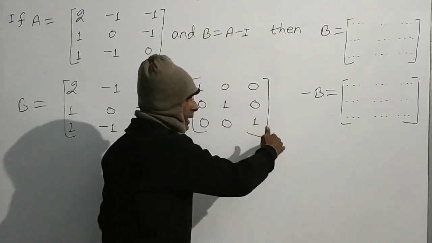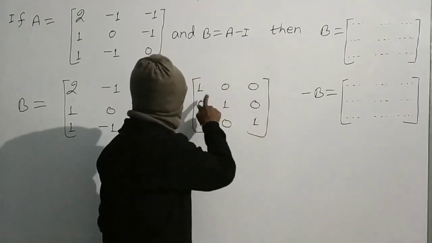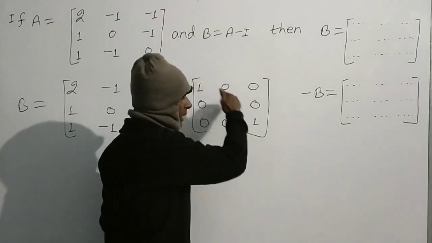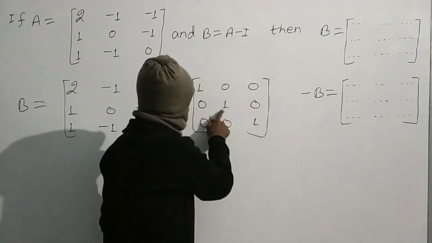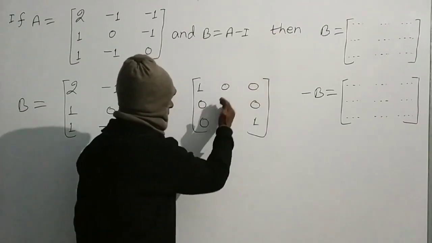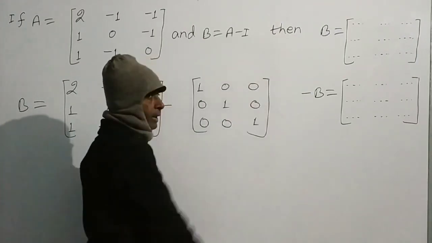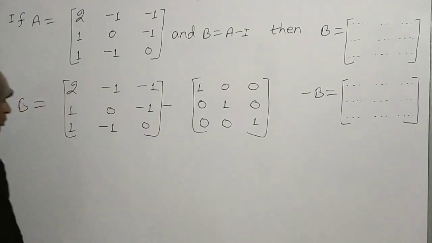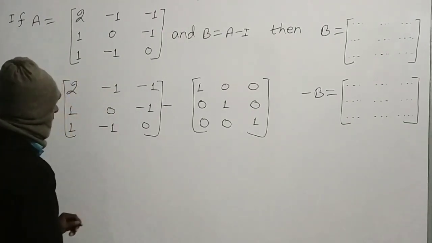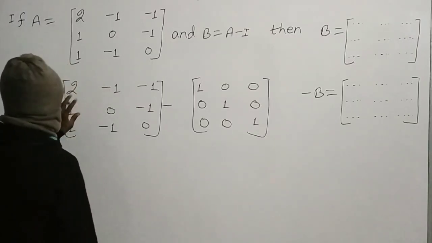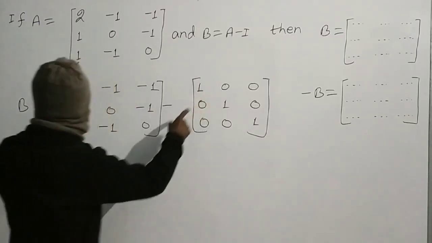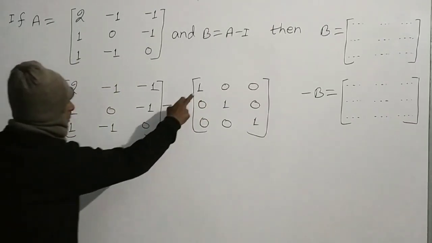Principal diagonal elements are 1 and all other elements are 0. How to subtract? We will subtract elements of this position from the element of the same position.